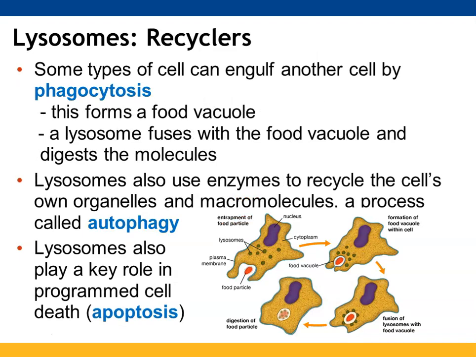One way they can do this is by engulfing other cells, also known as phagocytosis. And when they go through this process, they basically are producing a food vacuole. And when the lysosome fuses with it, it's able to break down the different molecules inside of it.